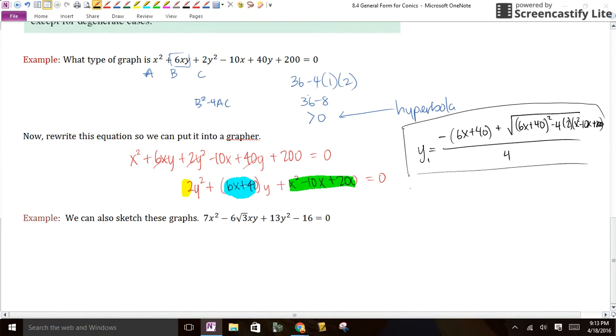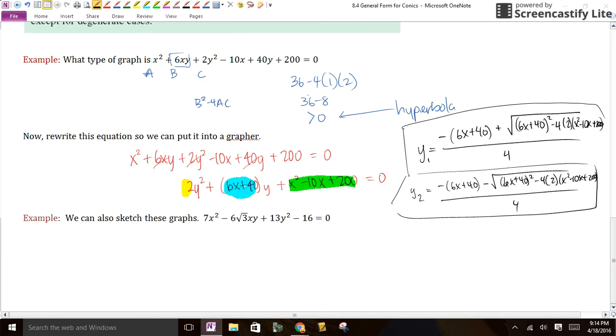And then guess what? You're going to do the exact same thing in Y2, but you're going to change that sign in the middle. So you'll put -b, x is equal to the opposite of b plus or minus the square root of b squared minus 4ac all over 2a. So there you go. That's what you would put in your grapher.